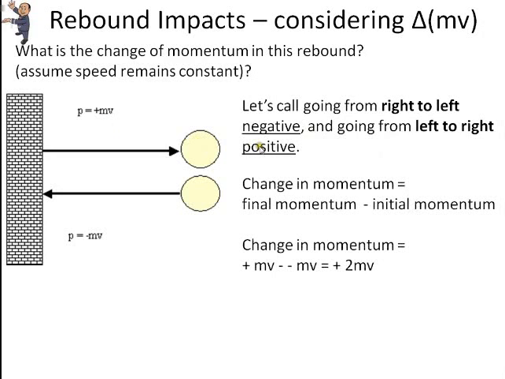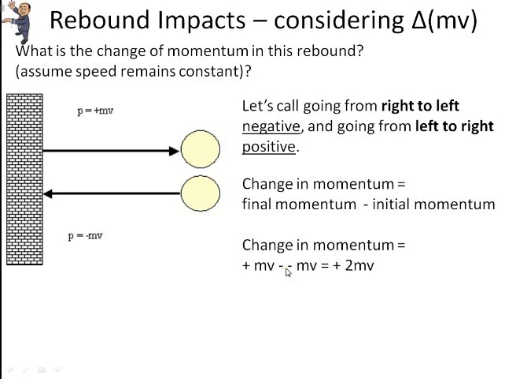So if we think about the change in momentum, we define the change in momentum as the final momentum minus the initial momentum. That will give us the change. So if we say the final momentum is plus mv, and the initial momentum is minus mv, then the change in momentum is plus mv, which is the final momentum, minus the initial momentum, which is minus mv.